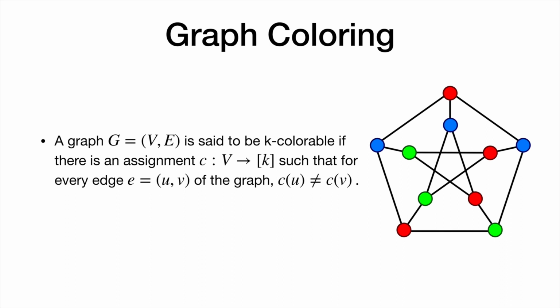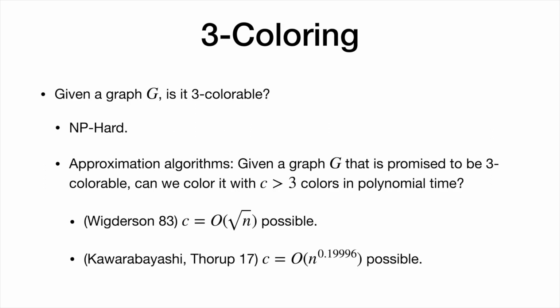A graph G is said to be k colorable if there is an assignment of k colors to the vertices, such that for every edge, the endpoints get different colors. And we'll mostly focus on three coloring in this talk. Three coloring is a very standard NP-hard problem. That is, given a graph G, finding out whether it's three colorable or not is very hard.